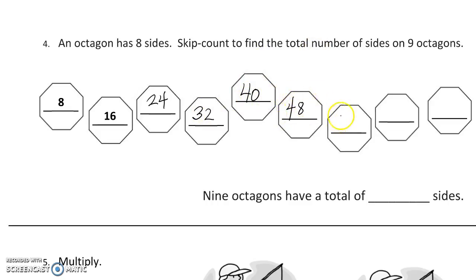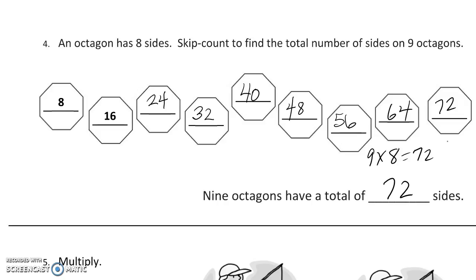48, 56, 64, and 72. So you could count each one of these sides to get to this point. Best thing to do is memorize it. Practice, practice, practice. So 9 octagons have a total of 72 sides. All right, the problem we just solved was 9 times 8 equals 72.